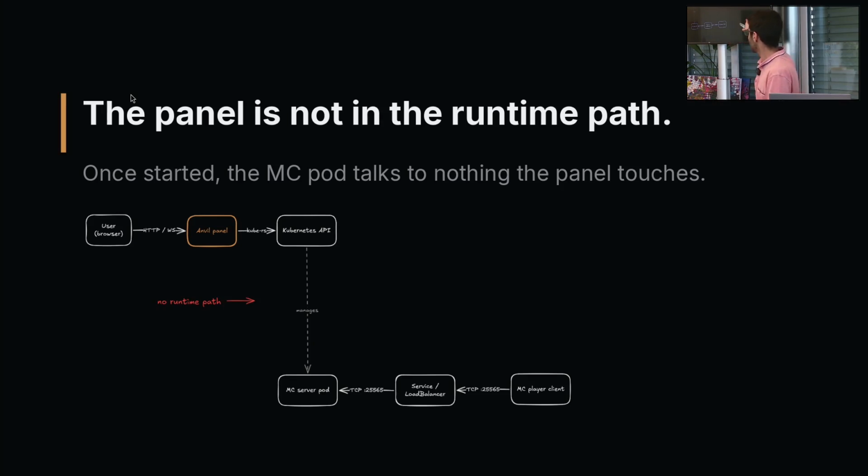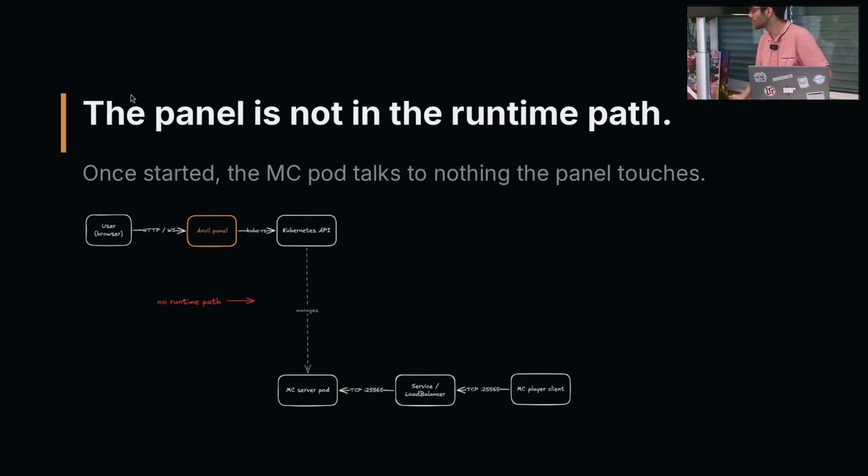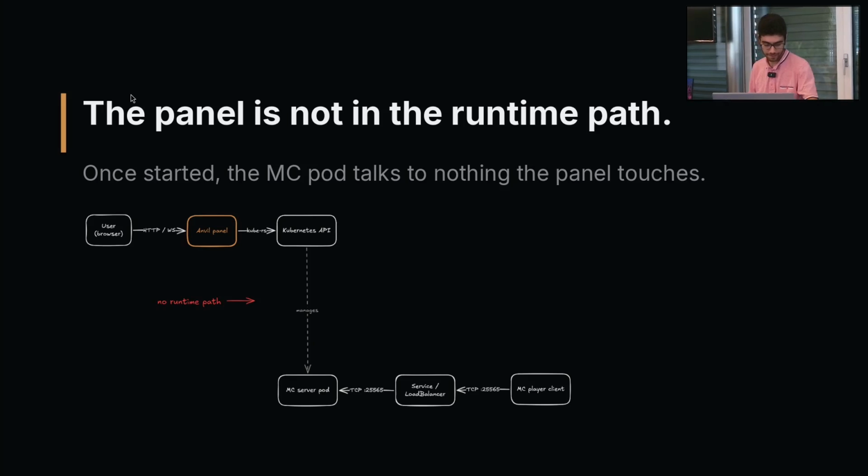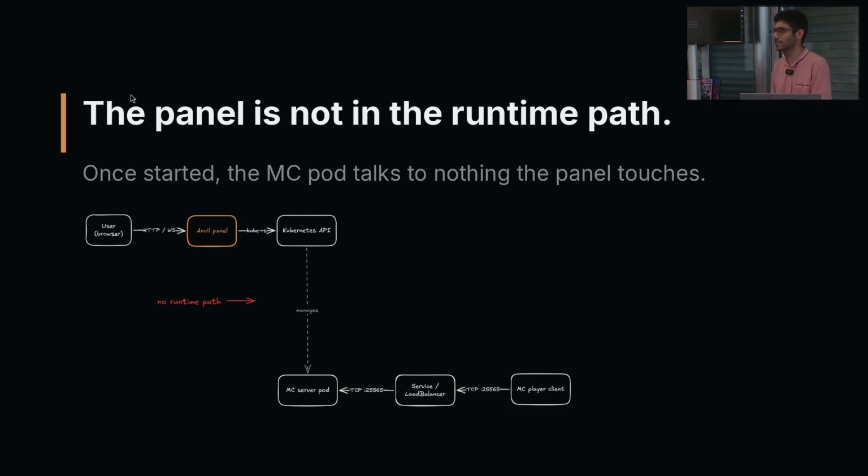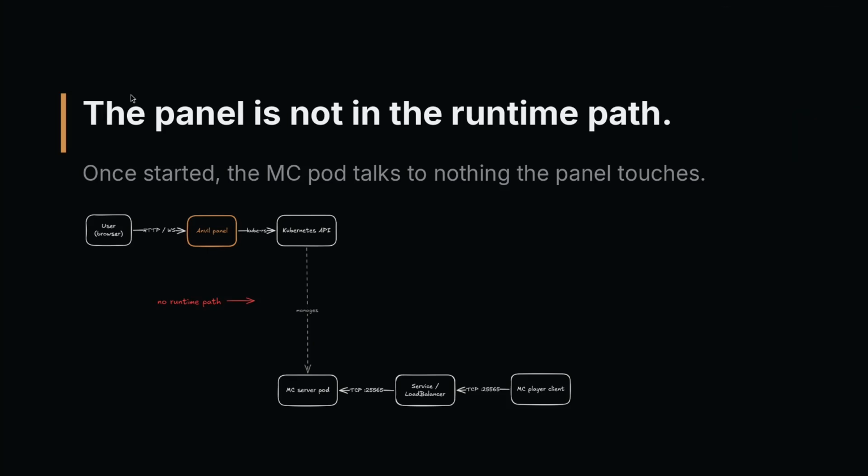But you can see if the Minecraft player wants to connect, it doesn't go through Anvil. It directly talks to the Kubernetes service, and the Kubernetes service forwards it to the Minecraft server. There is no middleman in between. So that means there's also no runtime path. The server is independent of the panel. This means, in theory, I could kill the panel, update it, whatever, it could just die for some unknown reason. And the service should stay as is and work as is without any problems.